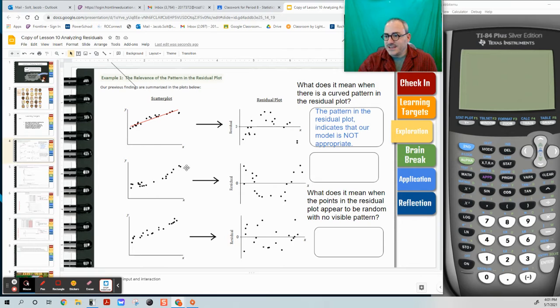Here's our second scatter plot. You look at that, and then they do the residual. And notice what we have for the residual. Again, we have another pattern developing.